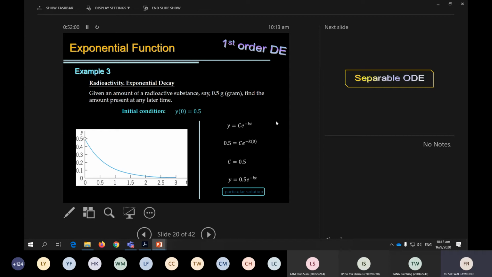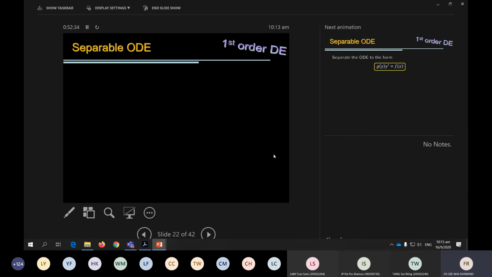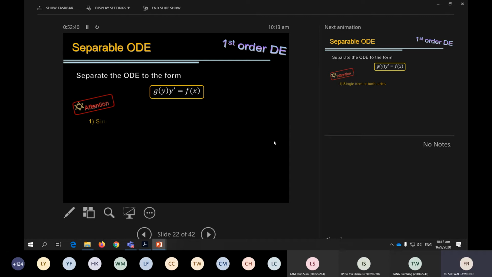Right. Okay, we go ahead now with differential equations. Now we come to the example for exponential functions. Then we have the new one called the separable ODE. For the separable ODE, we have a function like this. You have a combined function y dash x.